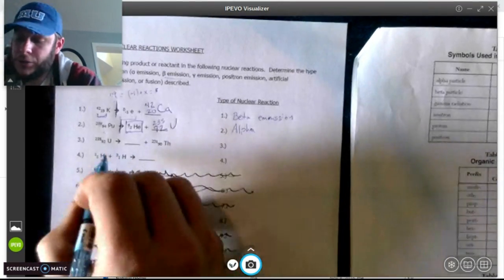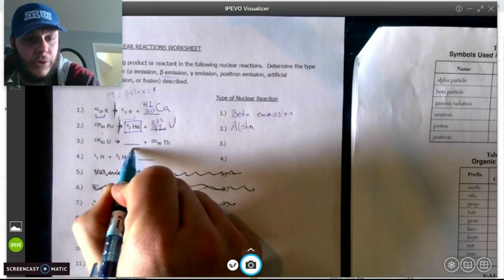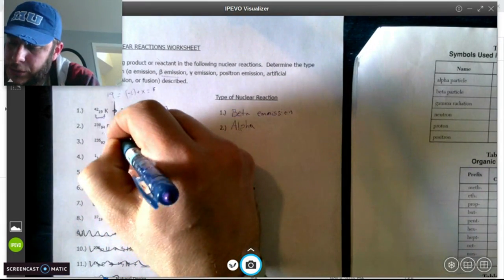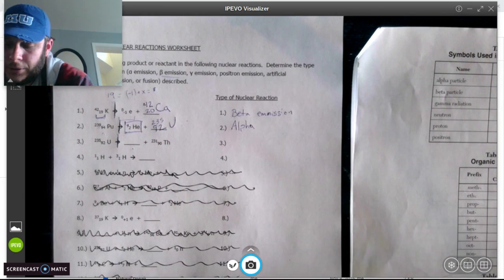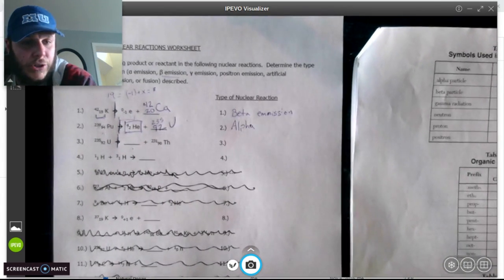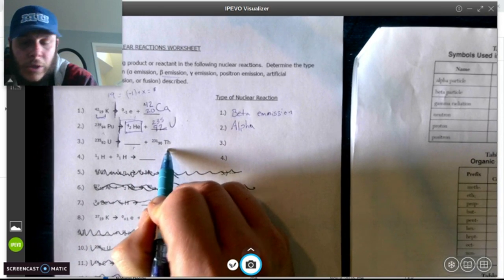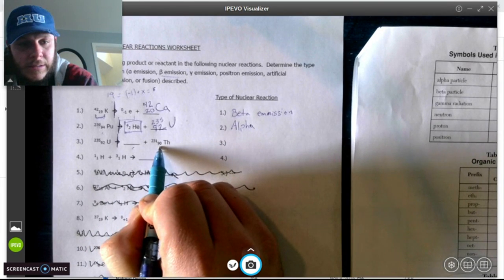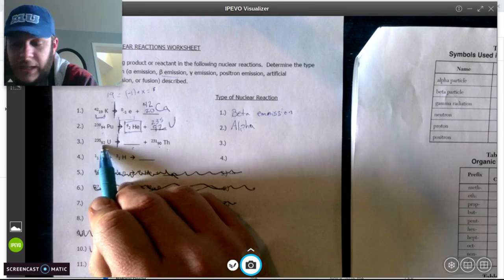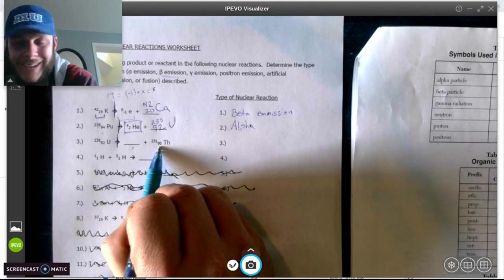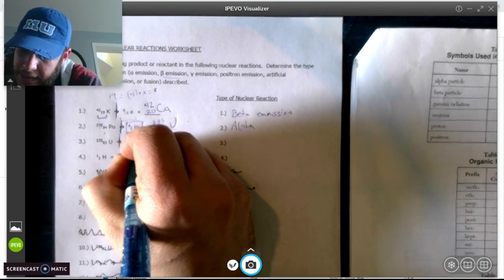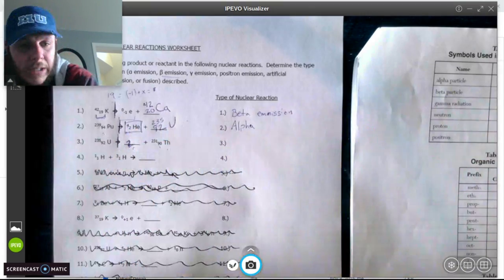I'll keep going. So now we're going to figure out what the particle is. In order to do that, it gets a little trickier, but it's really not too difficult. This uranium with 92 protons has broken into some particle and thorium. Thorium has 90 protons. So if I started with 92 on the left and I have 90 on the right, this particle has to have 2 protons.